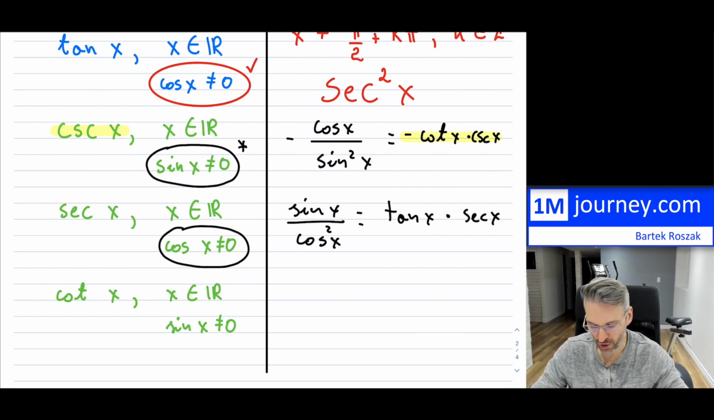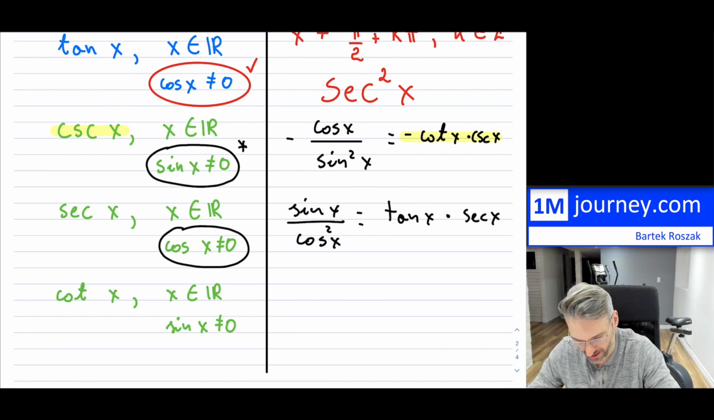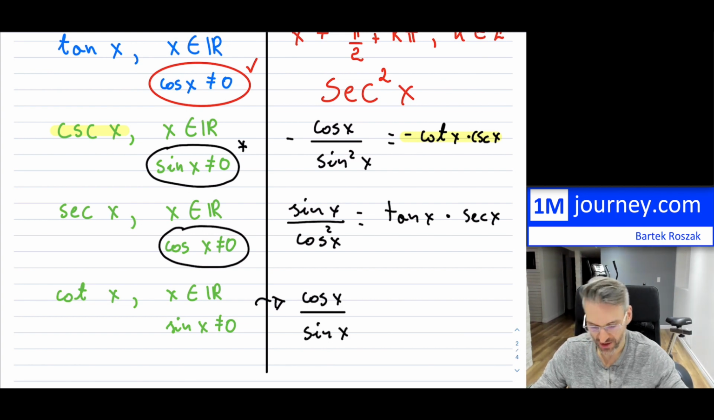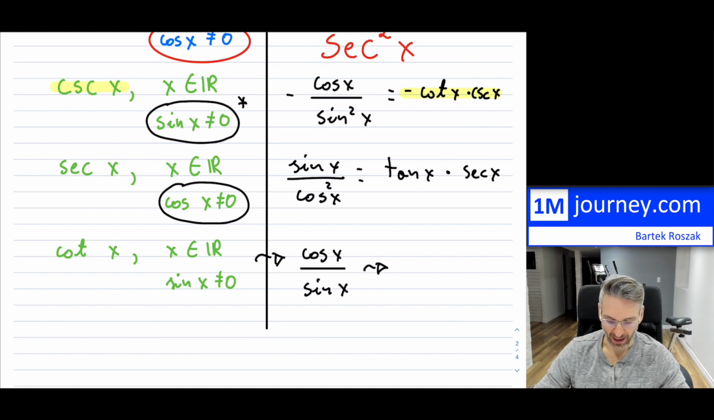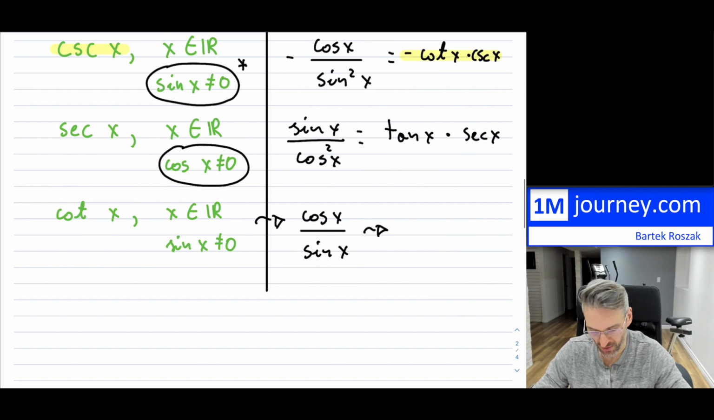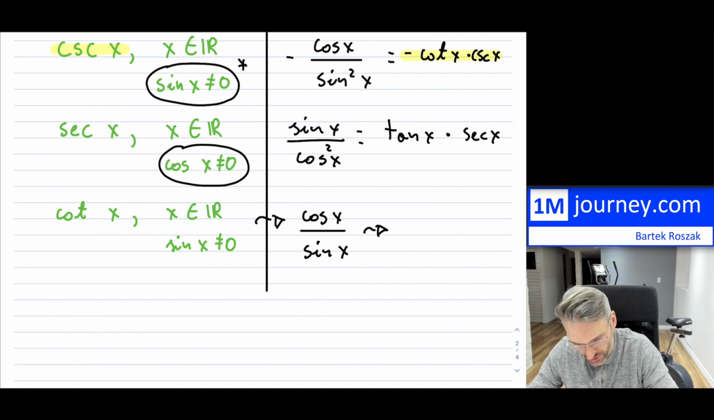So the last one, cotangent x. This is cosine x over sine x, and you can now proceed and find the derivative of this particular item. If you wanted to do it on your own, you can use the quotient rule and proceed from there. Or you can bring the sine x to the numerator and proceed using the product rule.